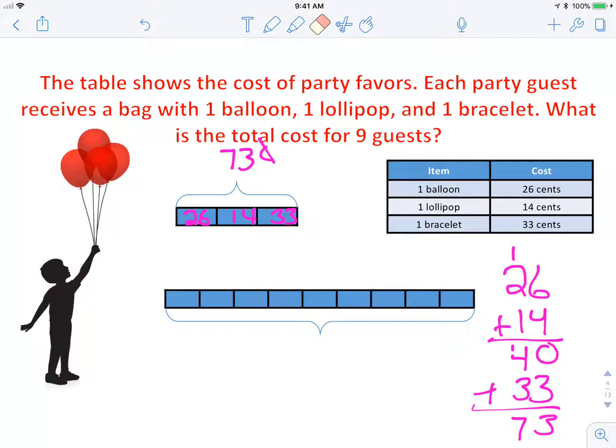Okay. What if I do this? 73 cents times 9. Go ahead and solve it. And what is the total cost for the 9 guests?